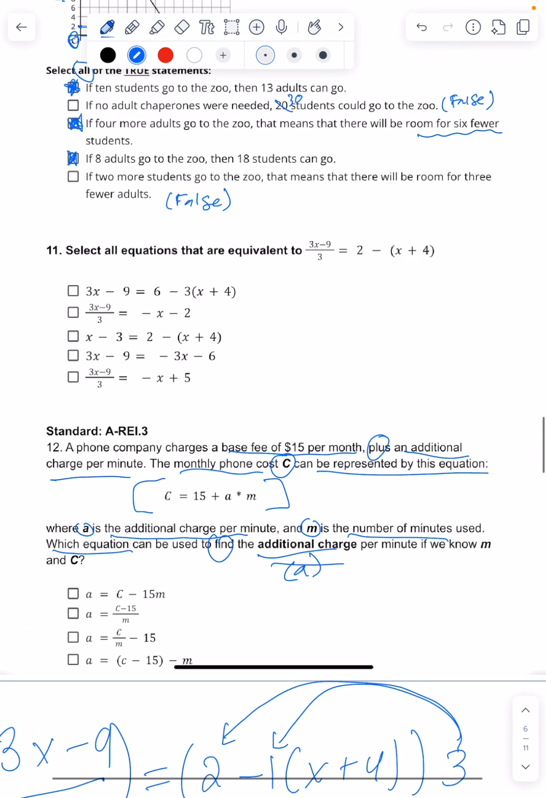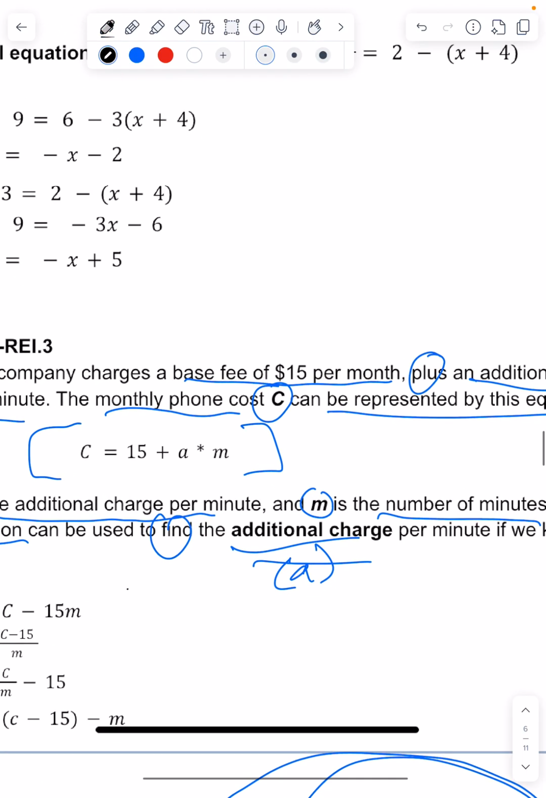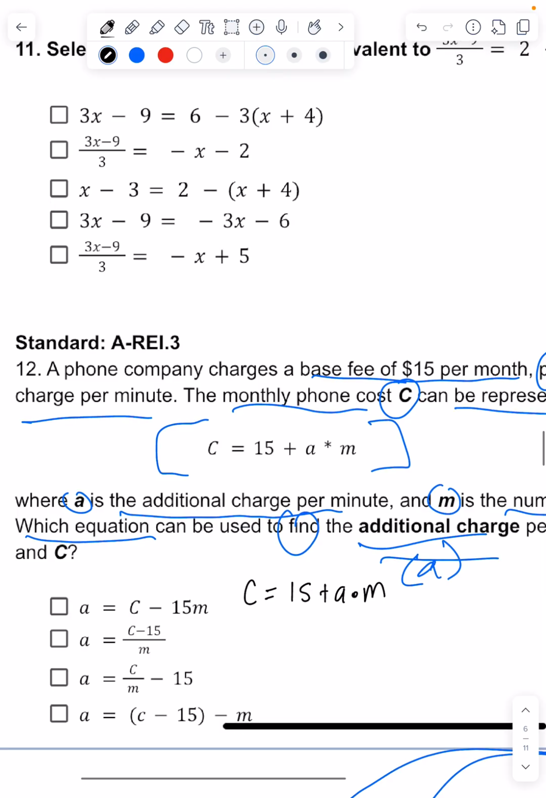So in this situation, we already have this equation here: C is equal to 15 plus A times M. And they're saying, if we look at the answer choices, all of these are equations equal to A. So that means we have to solve for A here, which means we have to move the 15 and the M to the other side. So we have to figure out how we do that.